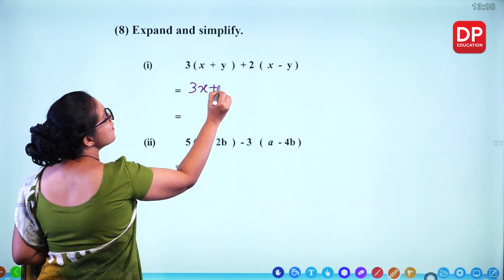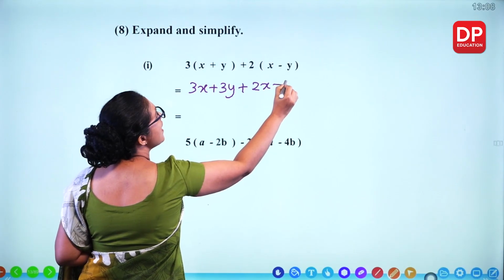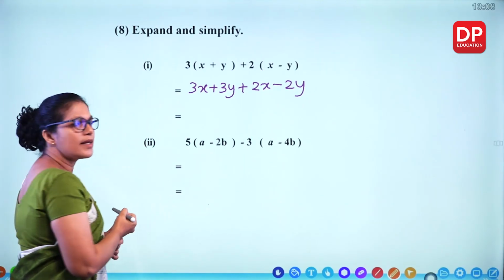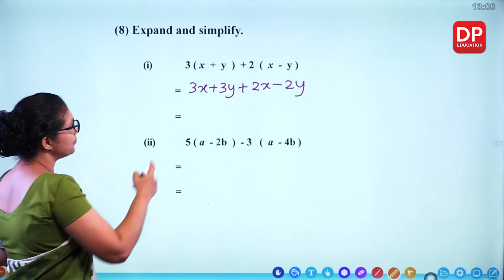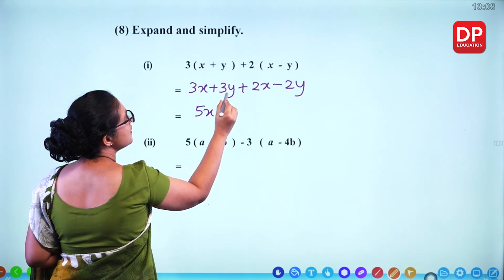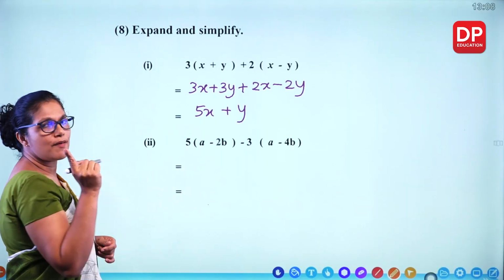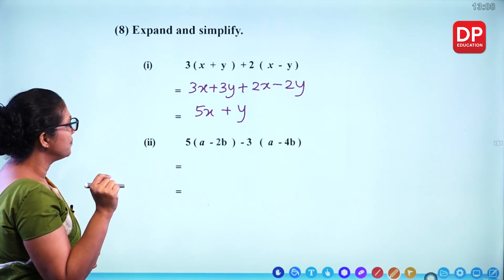Expand and simplify. 3x plus 3y. Here 2x minus 2y. Like terms add. 3x and 2x becomes 5x. 3y and minus 2y, that's plus y. 1y, you don't need to write 1.